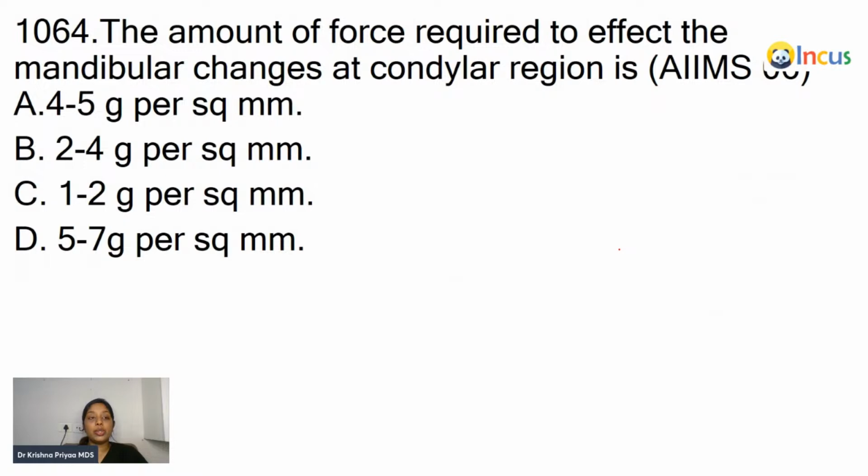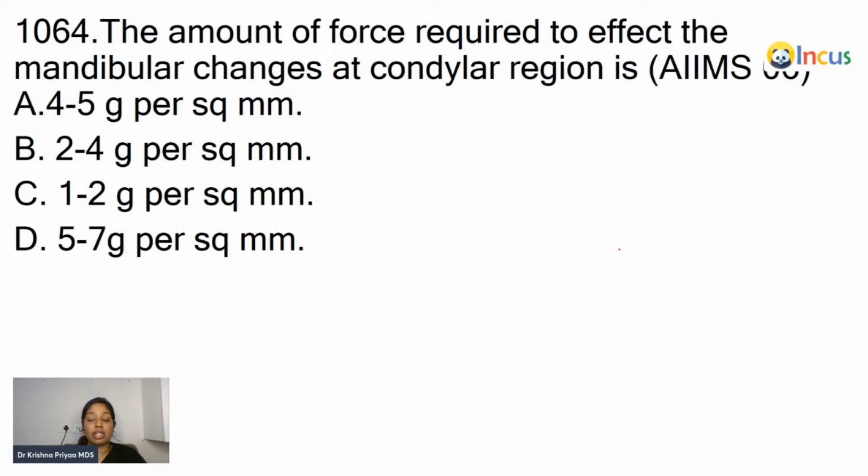Amount of force required to effect the mandibular changes at the condylar region. Mandibular changes generally occur by forward or downward or upward direction of growth, right? So what will happen when we apply a tensile force in the tensile direction on the mandible? The bone will get formed in the condyles. That is how the whole concept of functional appliance works. We are just pulling the mandible forward. With this tensile force, osteoblasts get deposited on the condyle region, which will help in the elongation of the mandible, and the mandible will acquire a more forward direction, right? So this is the concept of functional appliance.